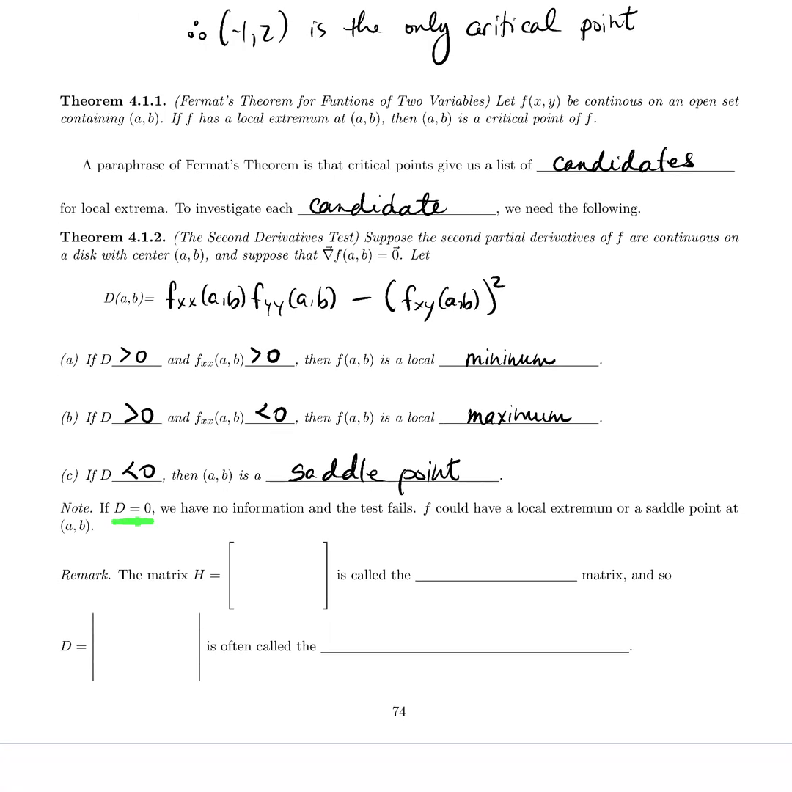Note, if D is equal to 0, right, we have D greater than, D less than. If D is equal to 0, there is no information to be had, and the test fails. F could have a local extrema, a saddle point, you don't know.